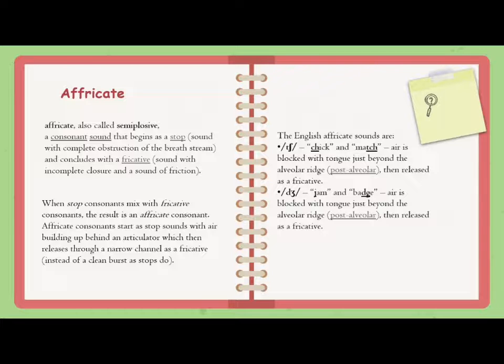The English affricate sounds are, first, ch, as in "chick" and "match." Air is blocked with tongue just beyond the alveolar ridge, post-alveolar, then released as a fricative. And the second one is j, as in "jam" and "beige." Air is blocked with tongue just beyond the alveolar ridge, post-alveolar, then released as a fricative.